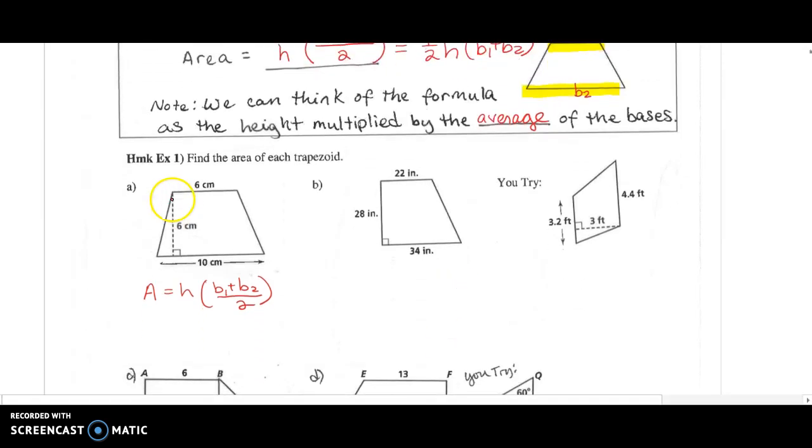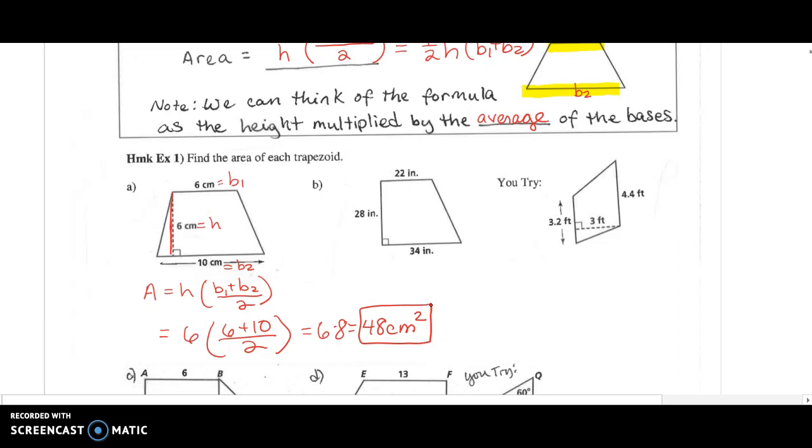In this case, my height, the length of that altitude connecting a vertex perpendicular to a base, is 6. B1 is 6 and B2 is 10. So that would look like 6 times 6 plus 10, all over 2. I know order of operations says parentheses first. 6 plus 10 is 16, divided by 2 is 8. So that's 6 times 8, or 48 centimeters squared.